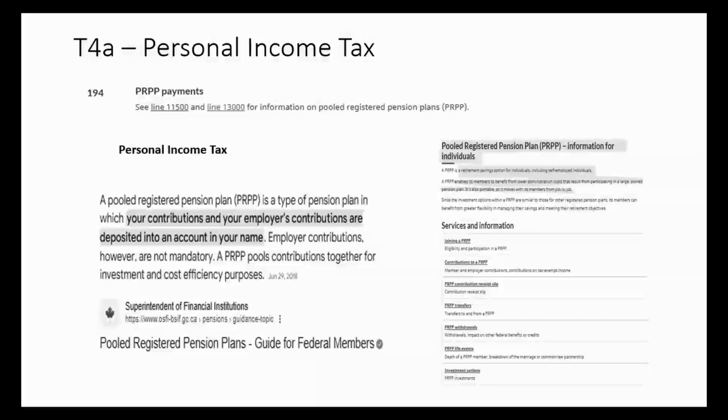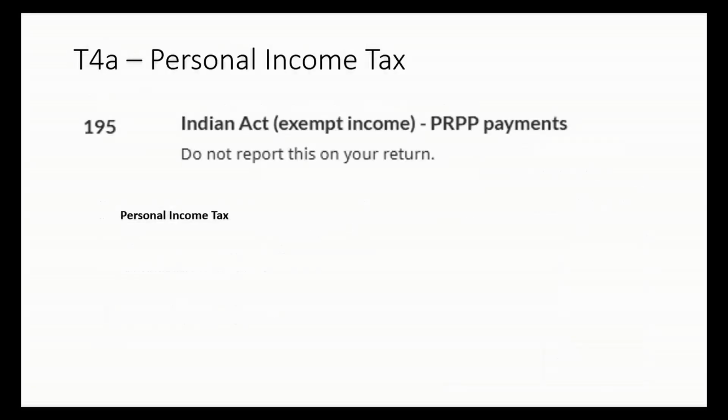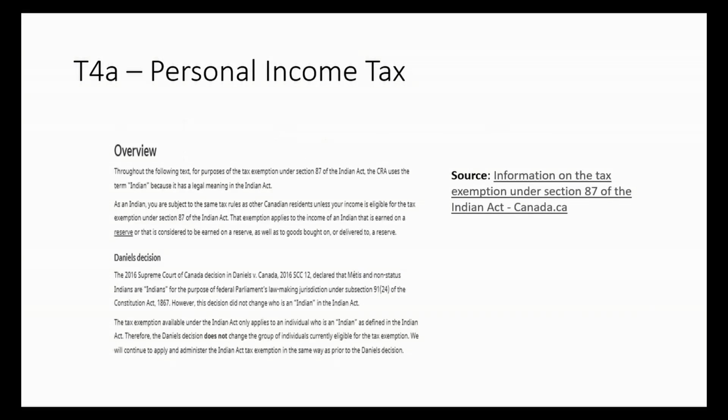PRPP, code 194. This is a pooled registered pension plan. A PRPP is a type of pension plan in which your contributions and your employer's contributions are deposited into an account in your name. Code 195 has to do with the Indian Act.